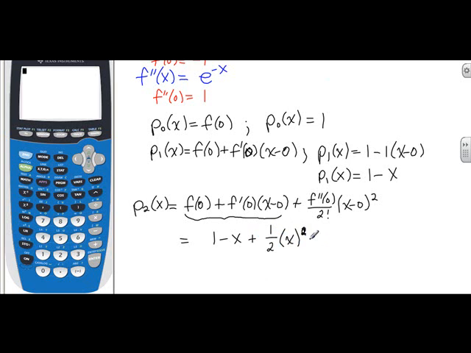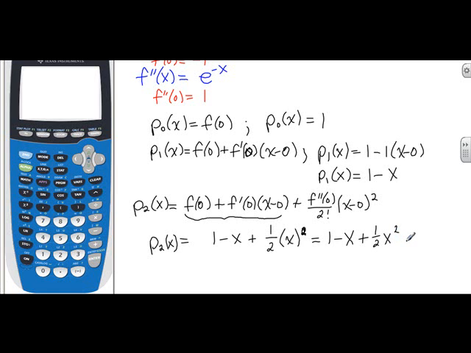So our P2 of x, the second degree Taylor polynomial that can be used to approximate e to the minus x power, centered at x equals 0, is 1 minus x plus 1/2 x squared.